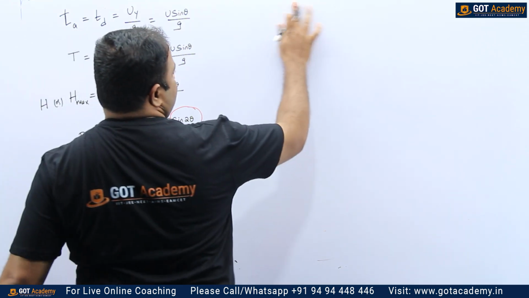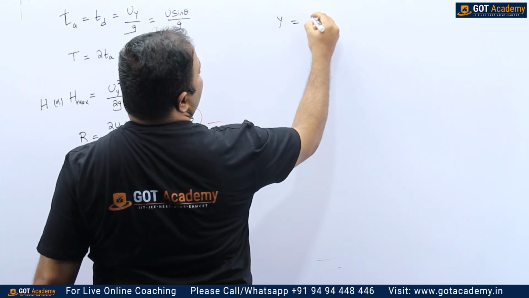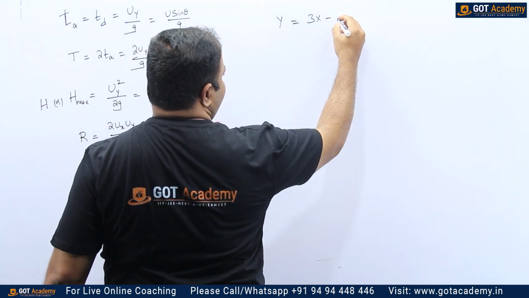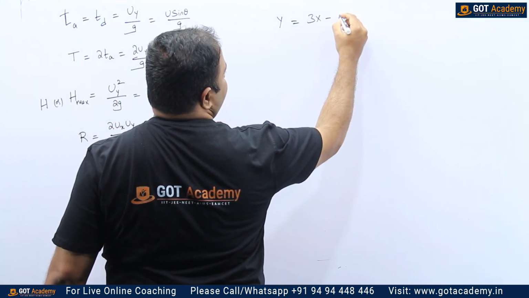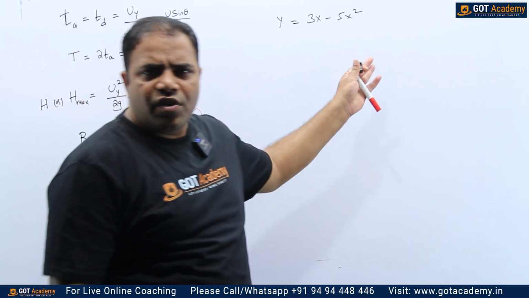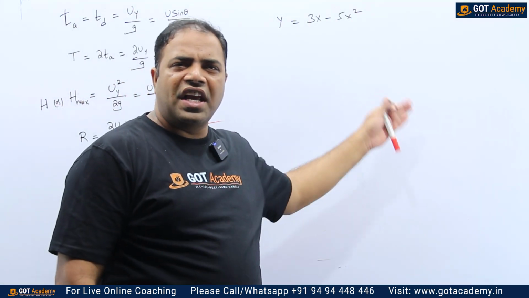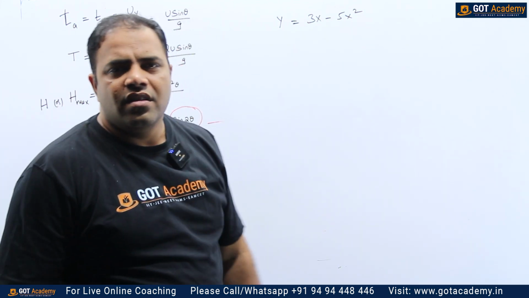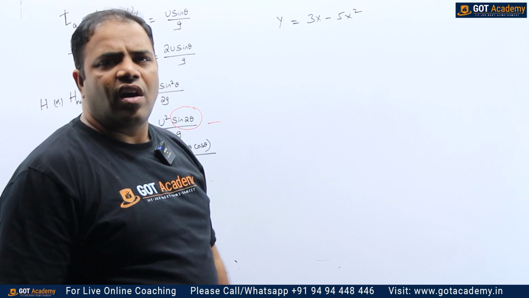So, a question will be given like this. Suppose y is equal to 3x minus 5x square. If this is the question, they will ask you to find out the velocity, angle of projection, range, time of ascent, descent, flight. This is the question, that's it. Then how do you do that? Very important thing, how do you do that?